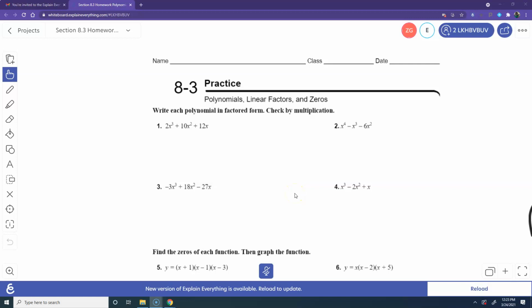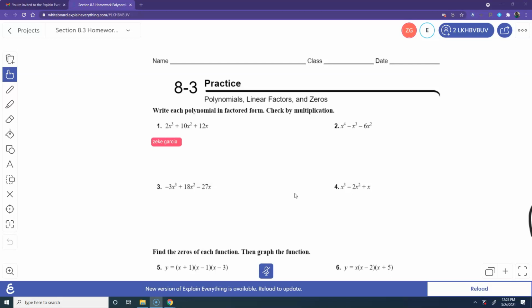So this is homework 8.3. Write each polynomial in factored form, check by multiplication. So for number 1, we have 2x cubed plus 10x squared plus 12x.